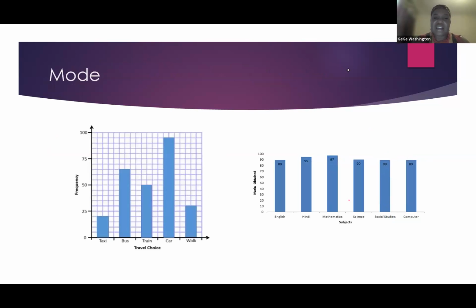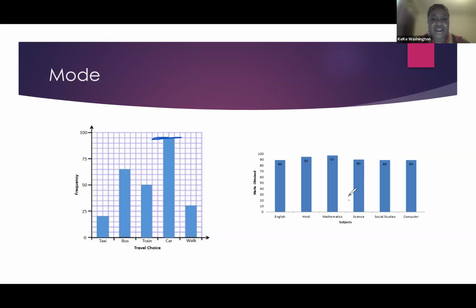If we were to look at a bar graph, between every single bar, every one of them would be multimodal if we were to consider the bars not having to be the same height. So therefore, we're looking for the mode. Where are my typical values? And in this case here, my mode is car. That's the typical travel choice.